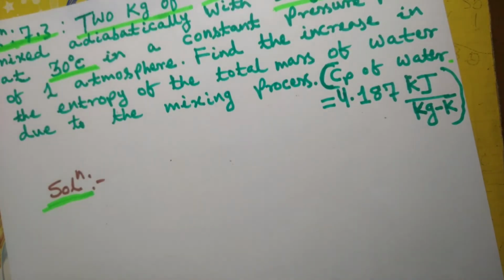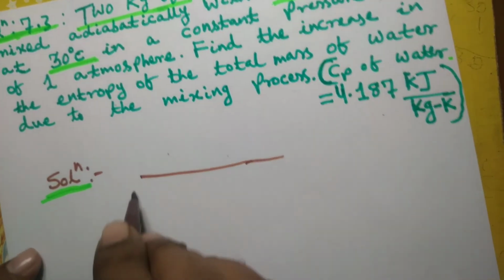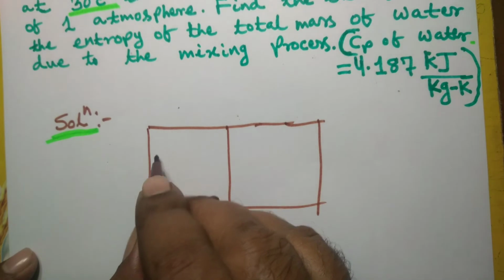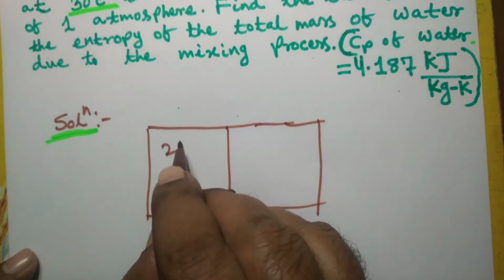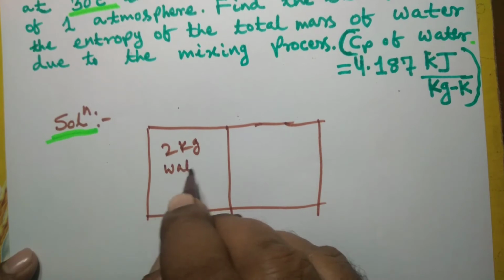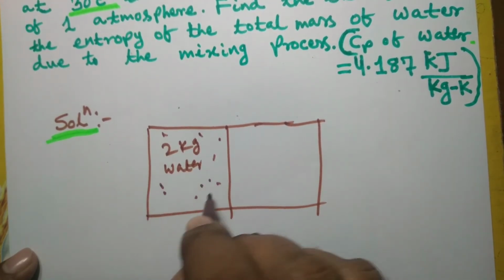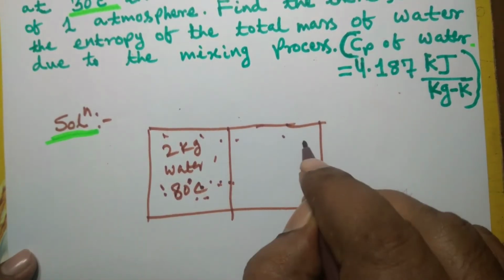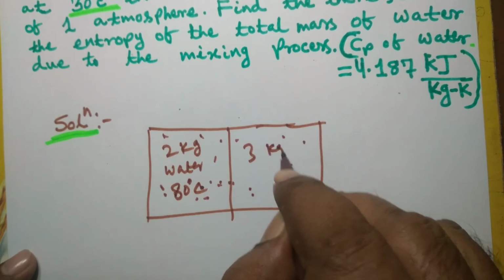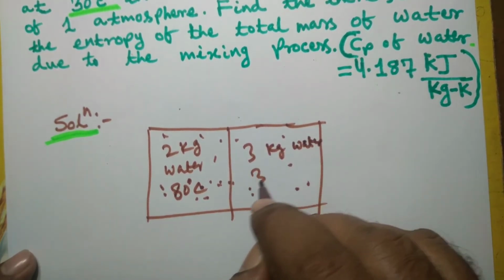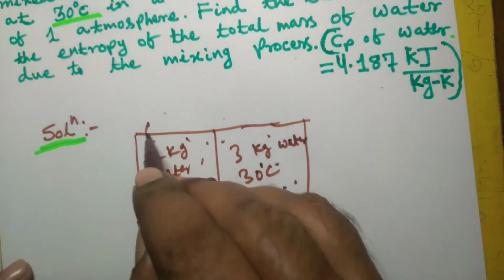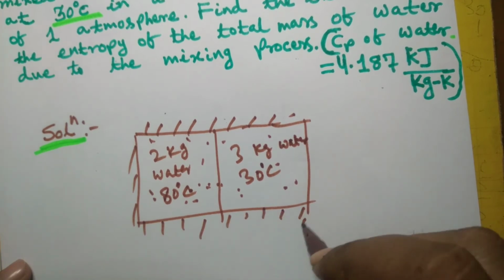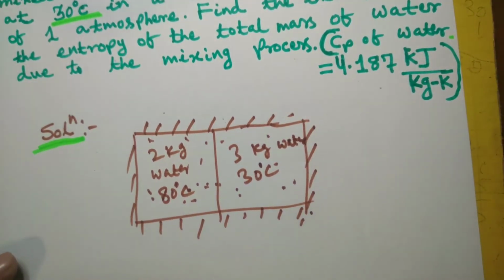You see, suppose here there are two subsystems in this composite system. First one is 2 kg of water at a temperature of 80 degrees Celsius, and this is 3 kg of water at 30 degrees Celsius, and the mixing takes place adiabatically. So no heat transfer takes place between this composite system and the surroundings.